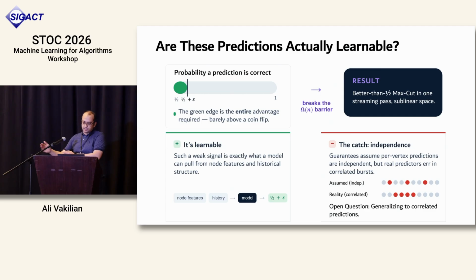Okay, and this is again about the question that Nina was also asking, are these predictions actually learnable? So it's learnable if you look at them locally. We can come up with some prediction that's half plus epsilon correct for all vertices, but to make them independent, that's actually challenging. And that also suggests that maybe we should try to design algorithms that do not rely on independence. It would be very interesting if we can design algorithms that work with some sort of correlated prediction. That's an interesting open question.